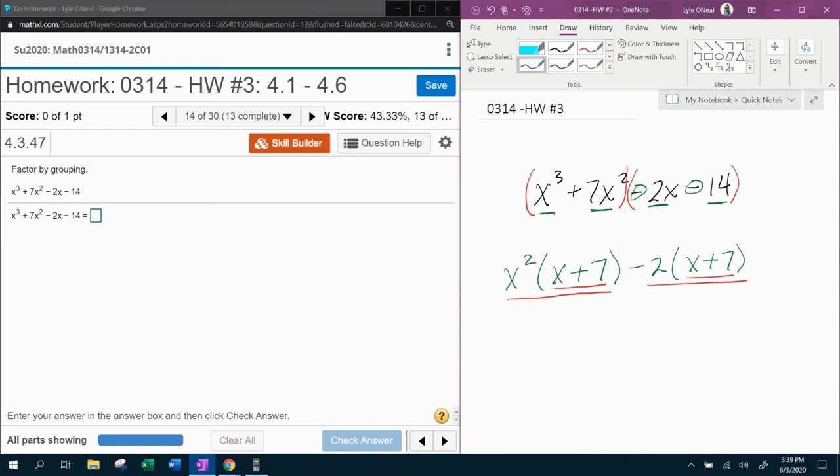So the next step is we're going to take this common factor, the x plus 7 that they have in common, and we're going to factor it out. We're going to take the x plus 7 away from each one of these pieces, and what will that leave me with? Well, that's going to leave me with x squared minus 2. And now that is factored completely using factor by grouping.